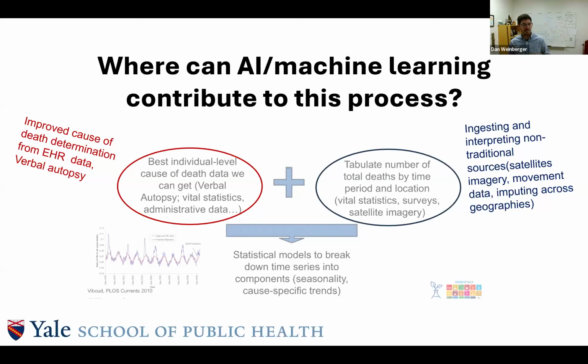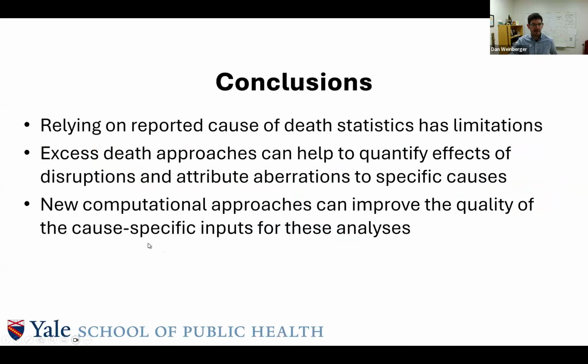So hopefully by combining improved individual level cause of death data, where we're never going to get to 100% in terms of assigning the causes of death, but hopefully we can do better, and combining that with innovative methods for getting the all-cause death data, we can help to fill in some of those gaps that we heard about in the last talk.